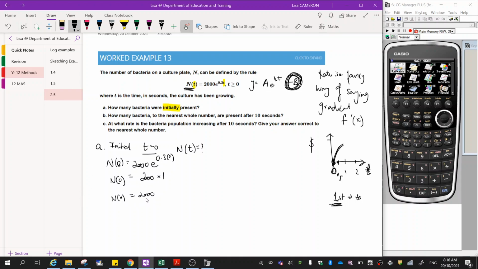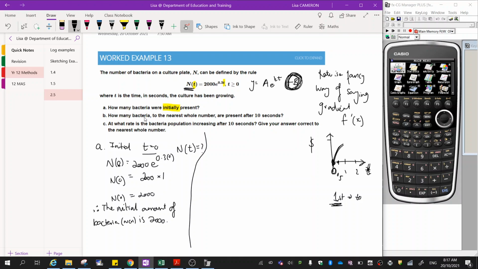Okay, so initially there are 2,000 bacteria present. So therefore, the initial amount of bacteria, which is N0, is 2,000, and that's it. Now, you are going to be writing a sentence for all of these because your problem with modelling questions isn't really the question. It's not even generally the math. Your problem with modelling questions is that you don't know what you're finding. So you don't read the question fully, you don't understand what the words mean, and so you don't know what you're doing.